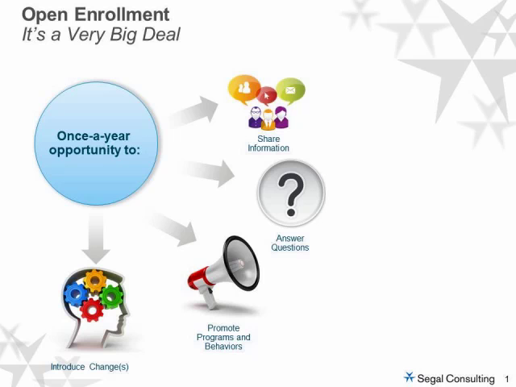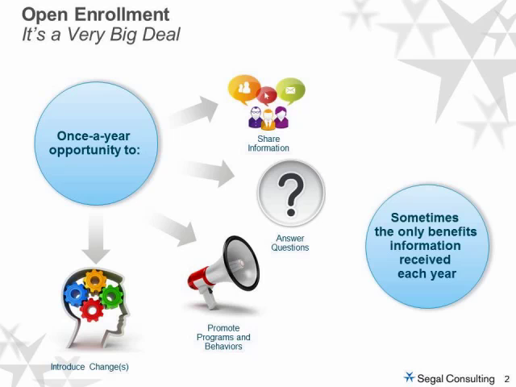Open enrollment is a very big deal. Every year we have an opportunity to get together with our employees and participants and share important benefits information, answer their questions, promote programs and positive behaviors, and introduce any changes that are going to take place in the coming year. Sometimes the only benefits information that folks get are open enrollment materials that they receive each year.